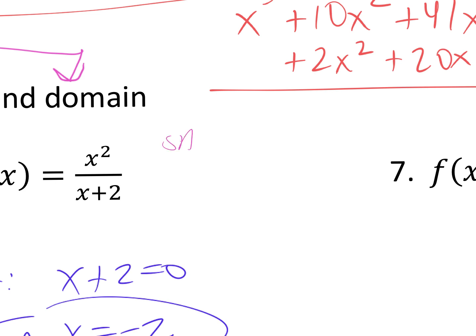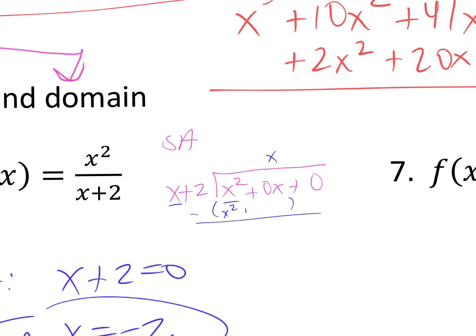Long division. So my slant asymptote, I'm going to say on the outside, x plus 2. On the inside, x squared. I have to account for all the stuff behind x squared, so plus 0x plus 0 as a constant. X into x squared goes how many times? X. Get your subtraction ready. X times x is x squared. X times 2 is 2x. Distribute, distribute, distribute. 0 minus 2, that's going to give me negative 2x. My x squareds cancel, and I bring down my 0.